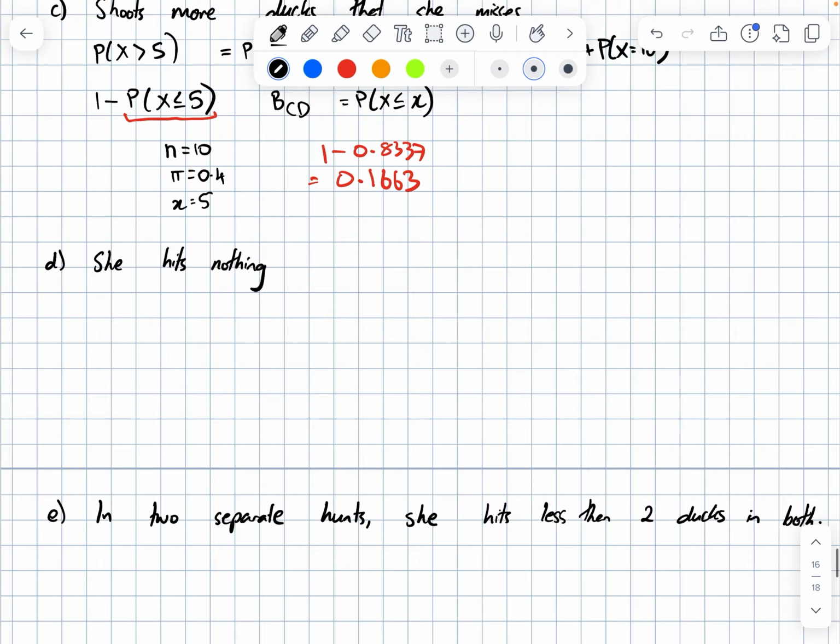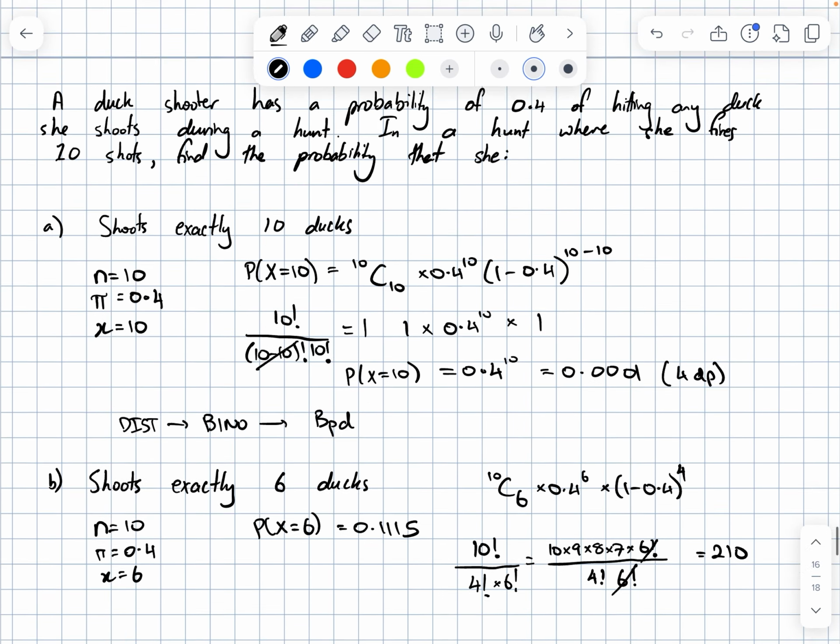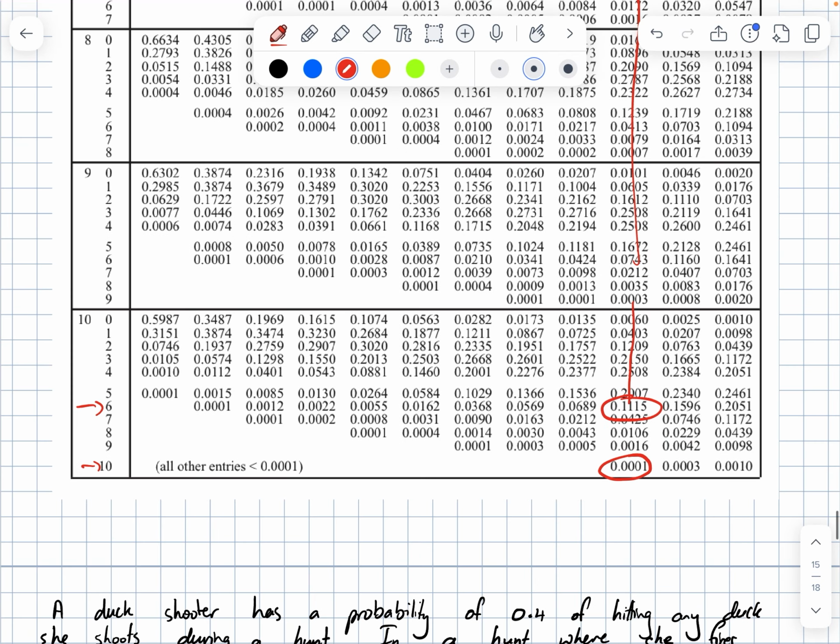D, what is the probability that she hits nothing, i.e. n equals 10, pi equals 0.4, x equals 0, or you can use whatever method you want here. The probability that x equals 0 is from a table, same section, but we now have 0, so we're looking here, 0.0060.